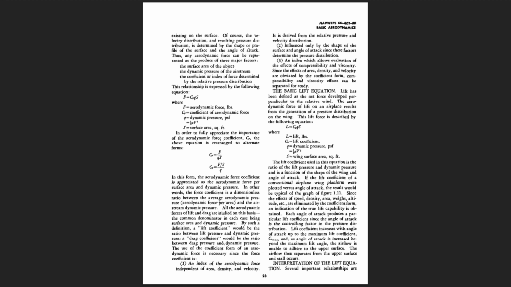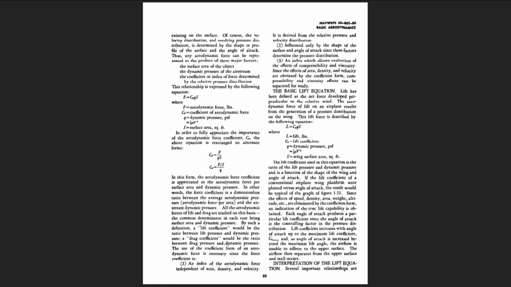Thus, any aerodynamic force can be represented as the product of three major factors: the surface area of the object, the dynamic pressure of the airstream, and the coefficient or index of force determined by the relative pressure distribution. This relationship is expressed by the following equation: F equals Cf times q times S, where F equals aerodynamic force in pounds, Cf equals coefficient of aerodynamic force, q equals dynamic pressure in pounds per square foot or 1/2 rho V squared, and S equals surface area in square feet.